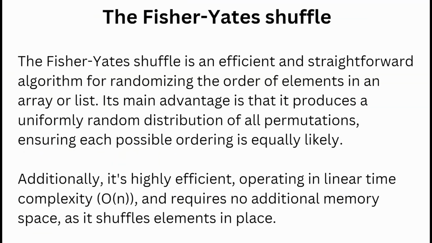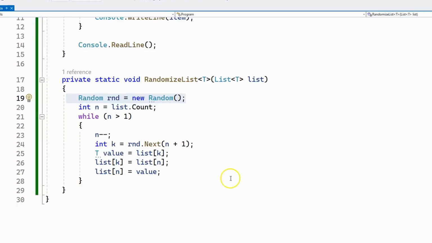Okay, what is the Fisher-Yates shuffle, or the Fisher-Yates algorithm? It's an efficient and straightforward algorithm for randomizing the order of elements in an array or list. As always, it comes with some advantages and disadvantages. There are faster algorithms out there, but this one is one of the most widely used, mostly because it produces a uniformly random distribution of all permutations. In the description of this video, I'm going to post the link to the Wikipedia article where you can go and learn more about the Fisher-Yates algorithm.